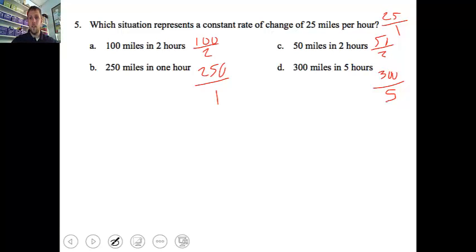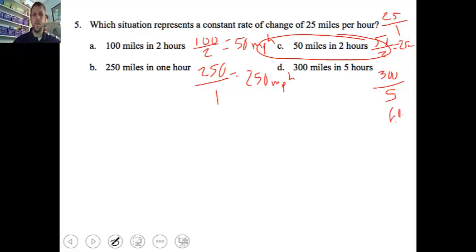You could divide it, so 25 divided by 1 is 25 miles per hour. 100 divided by 2 is 50 miles per hour. This is 250 miles per hour. And this looks like it's 25 miles per hour. And this is 60 miles per hour, meaning that the answer has to be C.